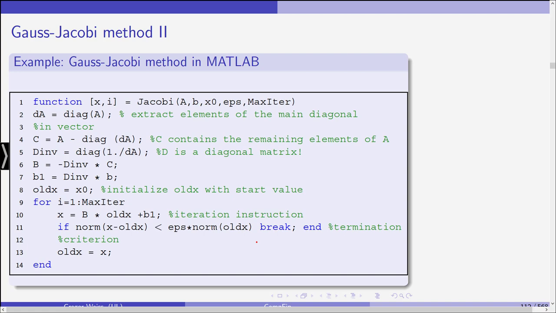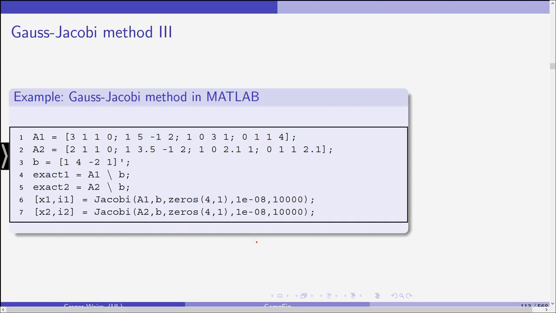And that's the algorithm. And if we now compute it here, we are using A1, A2, two matrices, B, and we assume for a moment that MATLAB gives us the exact solution using Gaussian elimination, here with exact1, exact2, A1 / B, A2 / B. And then let's see how the Jacobi iterative method works for A1 and A2. And we start with the zero vector as the initialization.